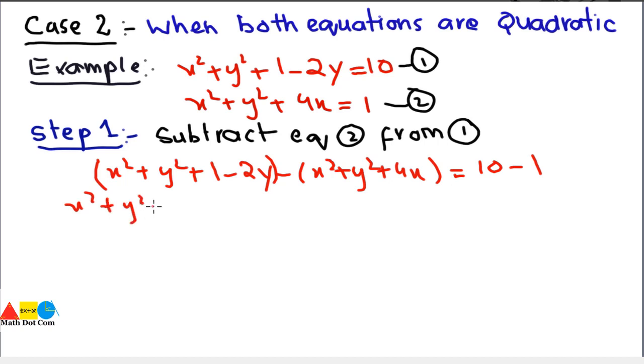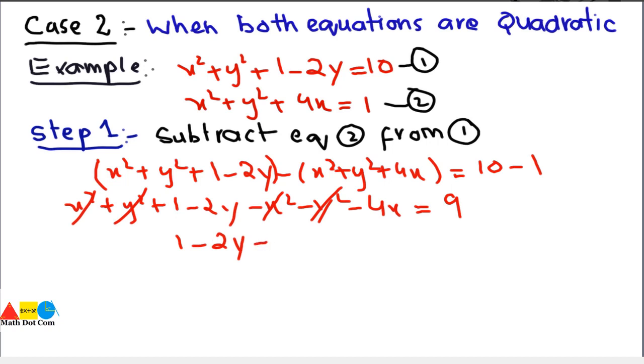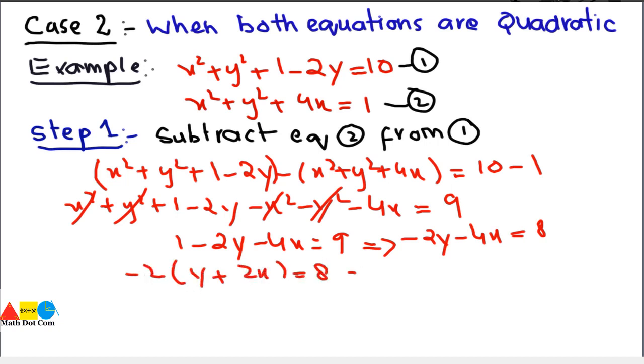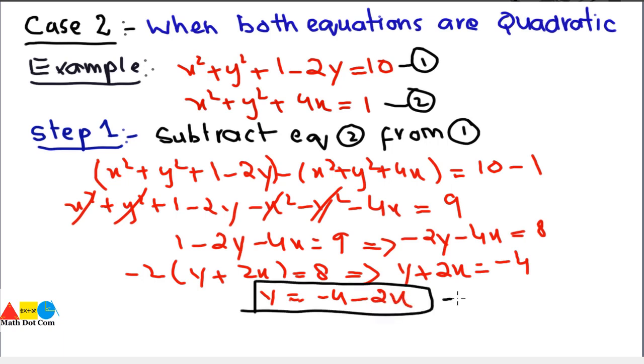x square plus y square plus 1 minus 2y minus x square minus y square minus 4x, as the minus will be multiplied with them, equals 9. It will be cancelled out like this. And what will we have? We will have 1 minus 2y minus 4x equals 9. And it can be simplified as minus 2y minus 4x equals 9 minus 1, which is 8. Then we simplify by taking minus 2 common: minus 2 times (y plus 2x) equals 8. And then y plus 2x equals minus 4. Or in terms of y, y equals minus 4 minus 2x, and we have got another equation. This is equation number 3.